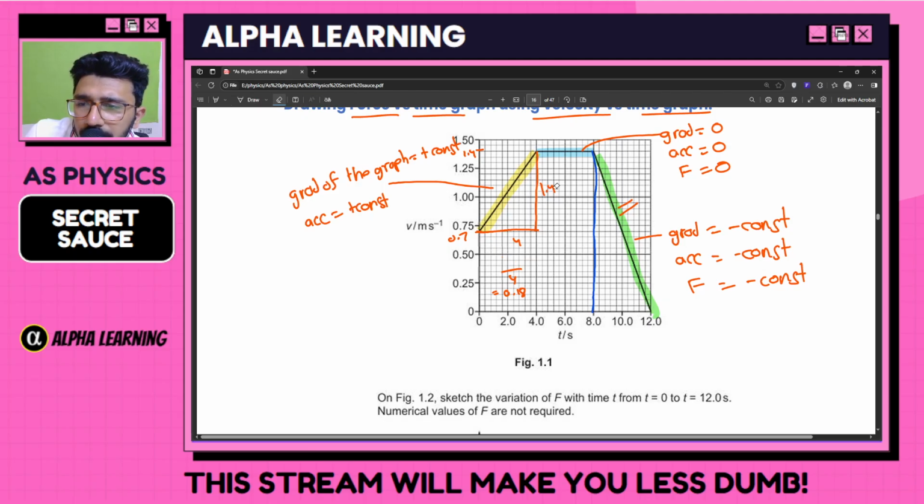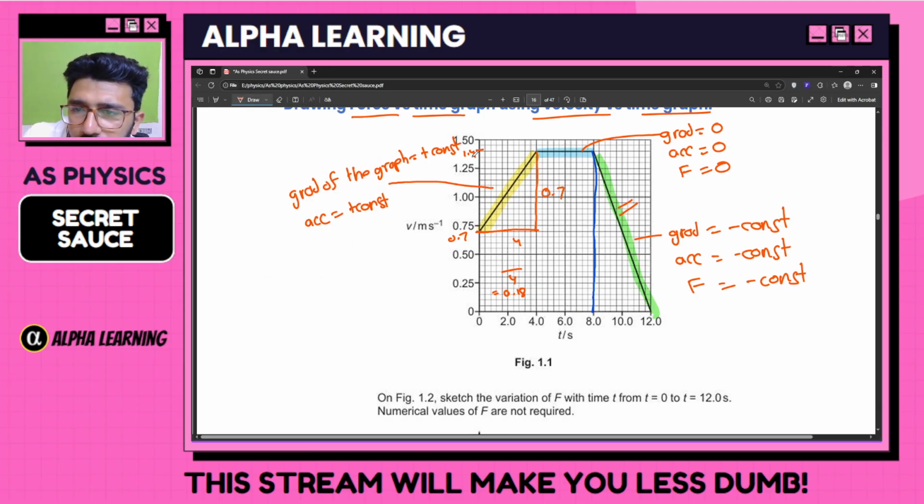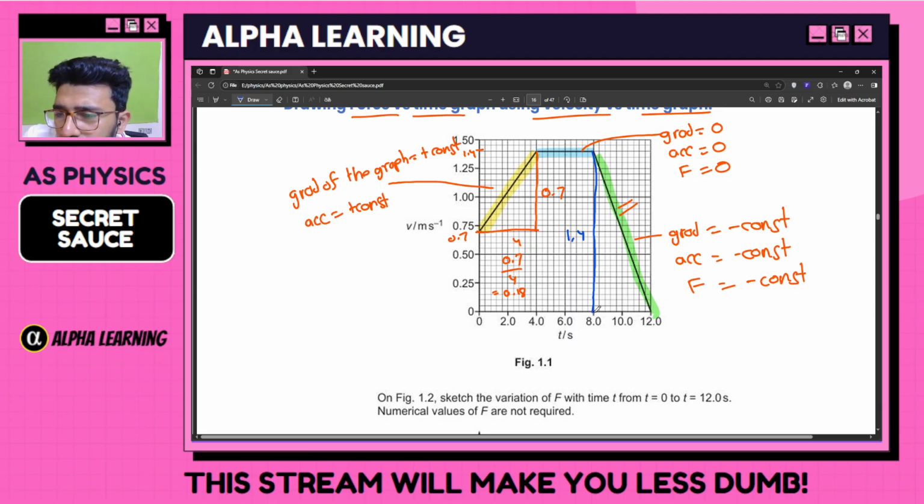The rise is 0.7. Why do I say that? Because for the yellow line, you are initially at 0.7, you are going to 1.4, the rise is 0.7. Your answer comes out to be 0.1. Now for the green line, you have a fall of 1.4. You have a run of 4. What will the gradient come out to be? 1.4 divided by 4, that is 0.36.